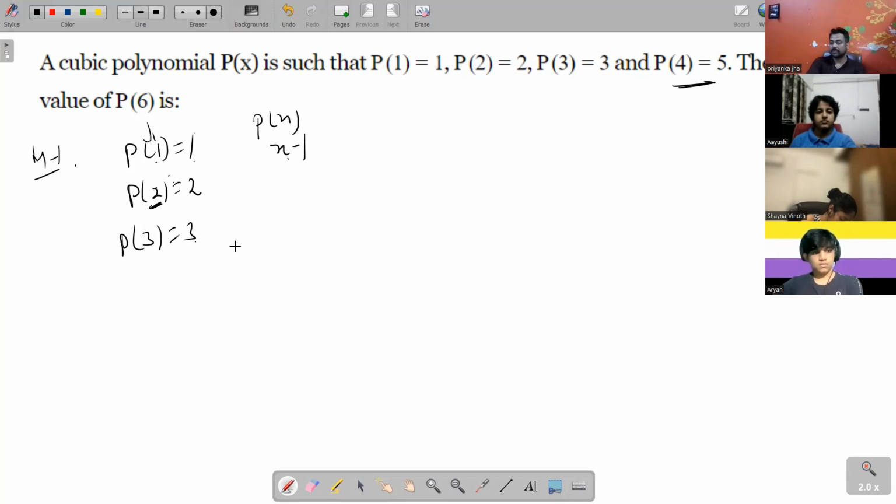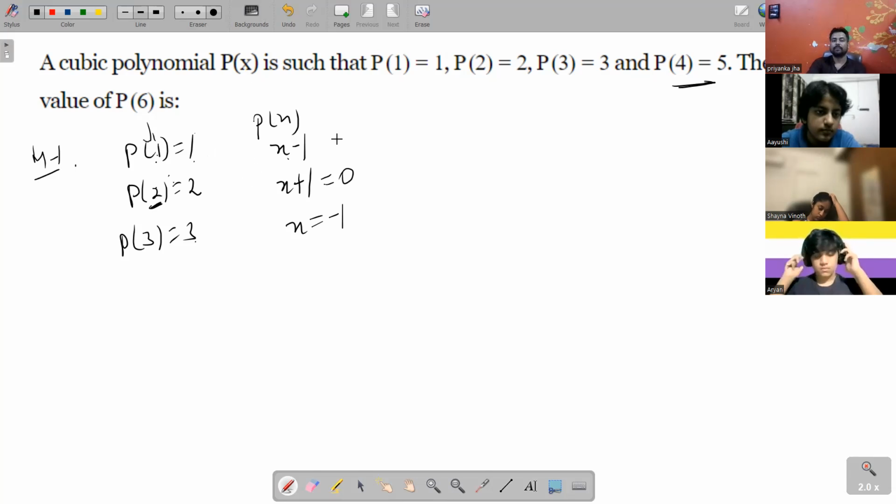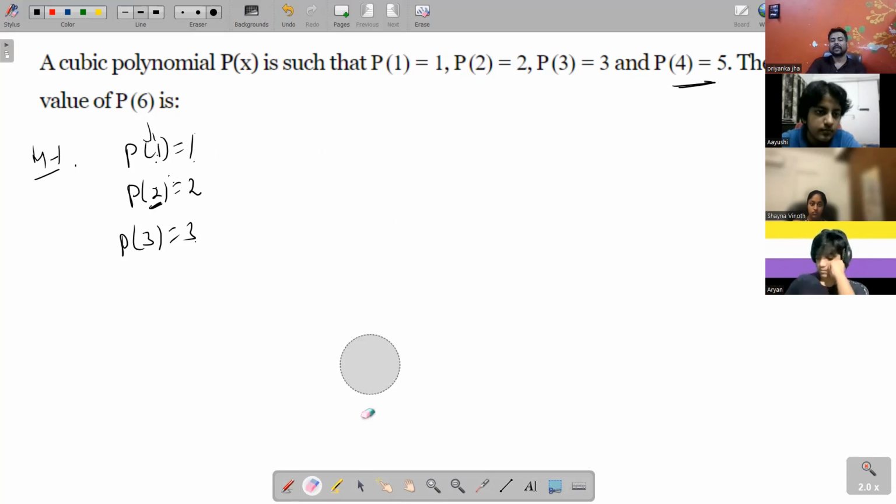Understood? Why am I telling only x minus 1? Why can't I say x plus 1? That's when it's 0, sir, because if you make x 0, x should be minus 1. So this has to be p of minus 1. If it was p of minus 1, then we could have said x plus 1, right? Because we are putting x equal to 1, so 1 will come to the left, so it will be x minus 1, right? Very good.